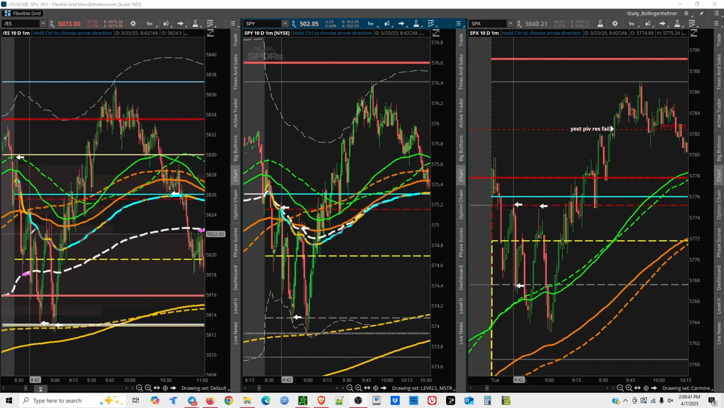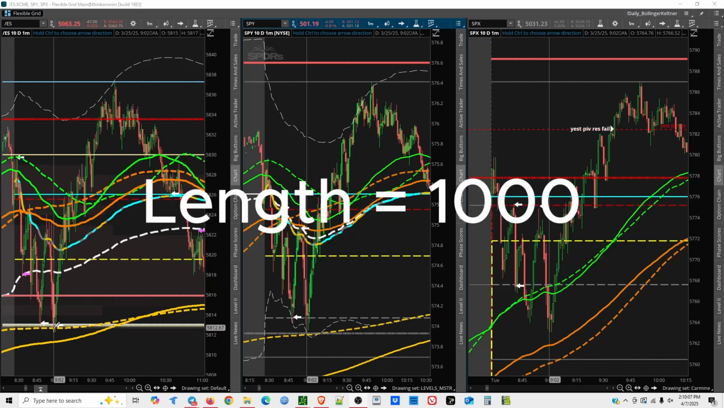line. And then it rolled back down and came down to this 200 SMA from the 5-minute chart, which I've talked about before. I like to watch the 200 EMA and SMA from the 5-minute chart on a 1-minute chart. And the way I do that is by setting the length to 1000.